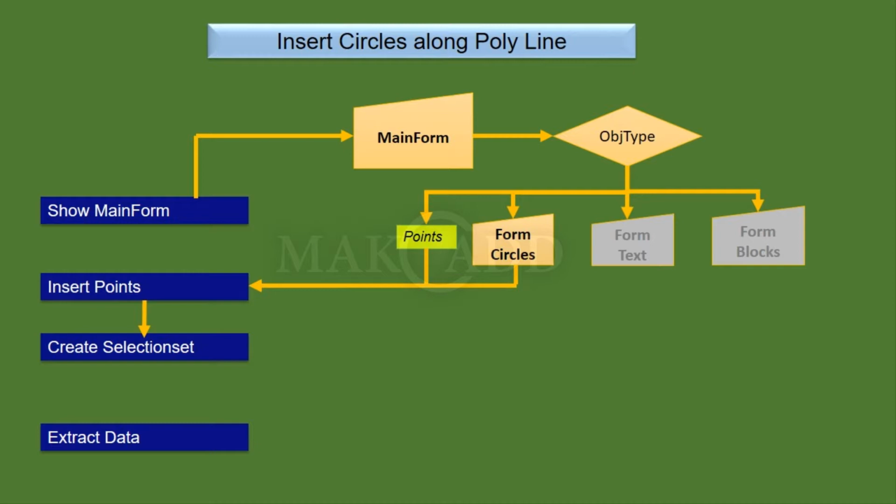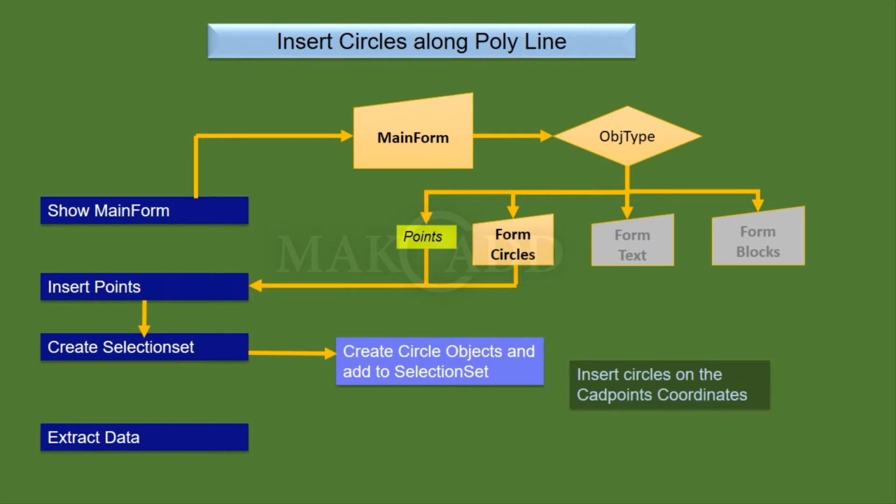Here we are inserting a new procedure to create circles and add circles to the previous selection set which was created using the create selection set procedure. In this procedure we will apply the choice of removing card points from the drawing if we don't want to keep them, and here we add new variables to hold the circle object and radius.